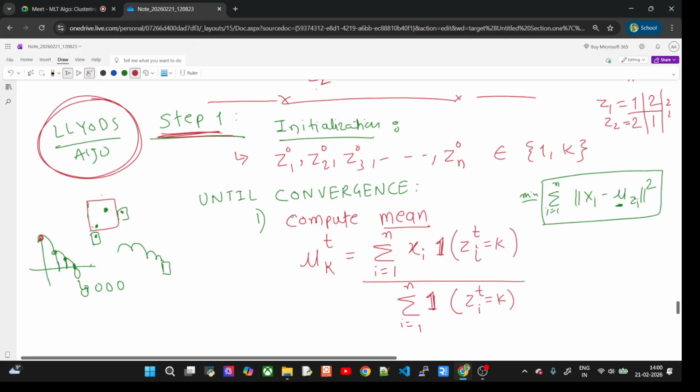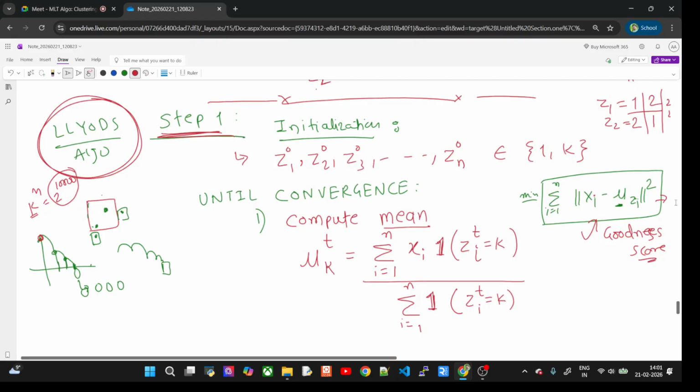But the number of combinations in which you can put them is k raised to n. K is 2 and n is maybe 10,000 points, so 2 raised to 10,000 combinations. You have to choose the combination that gives you the minimum of this goodness score, the minimum of the summation of i equal to 1 to n of xi minus mu zi, whole square. That combination is the best combination for your clustering.